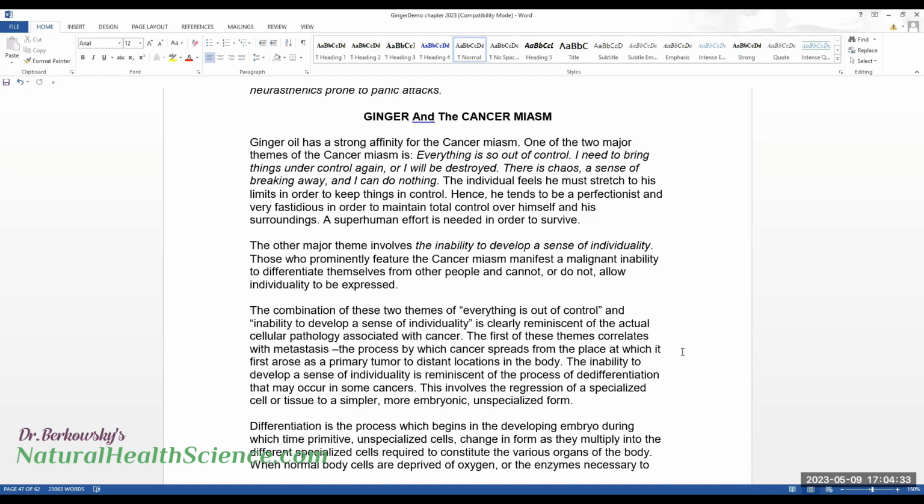And so you see two major themes in the cancer miasm. Everything is so out of control. Think metastasis. I need to bring things under control again, or I will be destroyed, which is the major idea anybody with cancer has. I got to get this thing under control. It's going to kill me. There is chaos, a sense of breaking away, and I can do nothing. Life is changing now. The success state has now disappeared. There's a sense of everything breaking away.